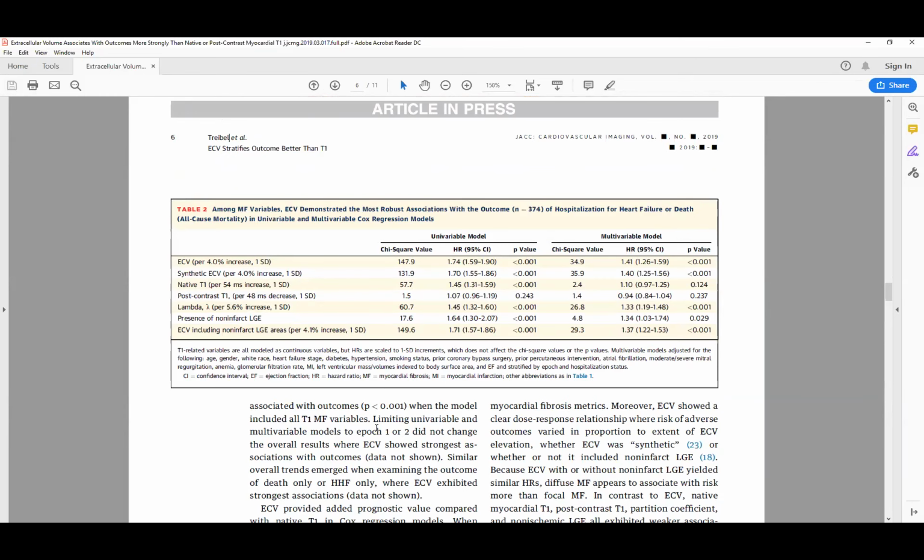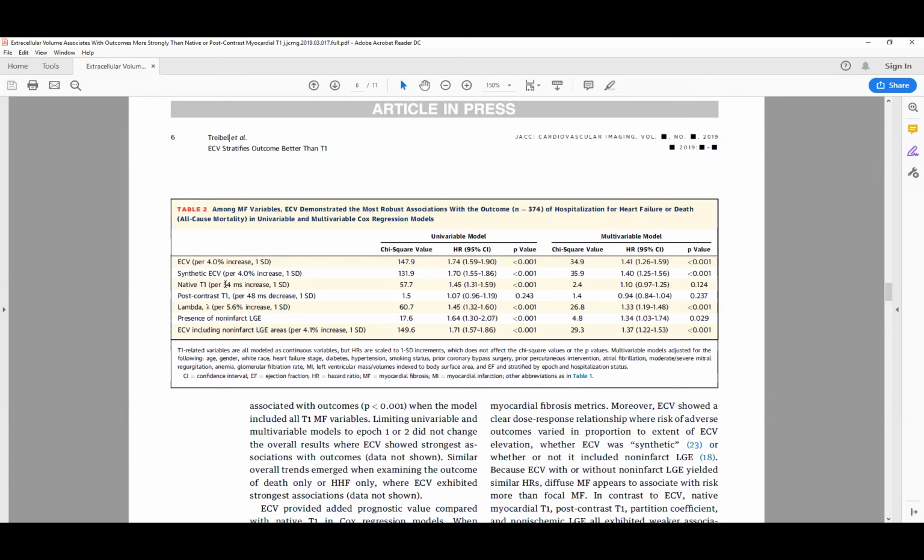So the chi-squared values are here. These are the hazard ratios. We express these continuous variables in one standard deviation increments. So when you scale, if you're going to report a hazard ratio for blood pressure, the unit is 1 millimeter of mercury, right? It's not clinically meaningful to compare hazard ratios when the delta is infinitesimally small. So pretty much an ECV of 4% is pretty significant. That's a one standard deviation. So that's what we use for that.